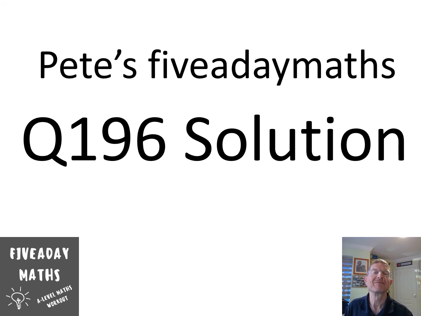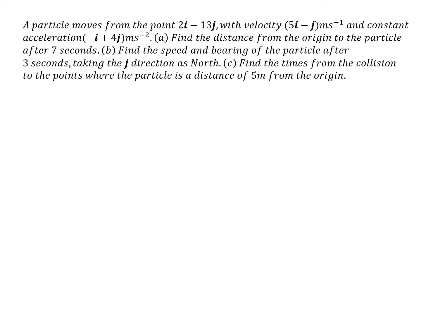So here we are, vectors and kinematics coming together. Let's have a look at this. Okay, so we've got a particle moving from a point with a velocity, and it's got constant acceleration. Keywords, and those keywords mean that we can use SUVAT, but SUVAT with vectors.